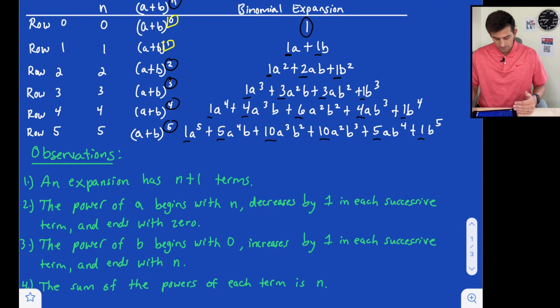The second 2 refer to our degrees, or exponents, on each of our terms. So number 2 says the power of a begins with n, decreases by 1 in each successive term, and ends with 0. So the power of a, so we see our term here a. We notice that we always start with that term, right? And so it says that the power begins with, excuse me, begins with n, decreases by 1 in each successive term, and ends with 0.